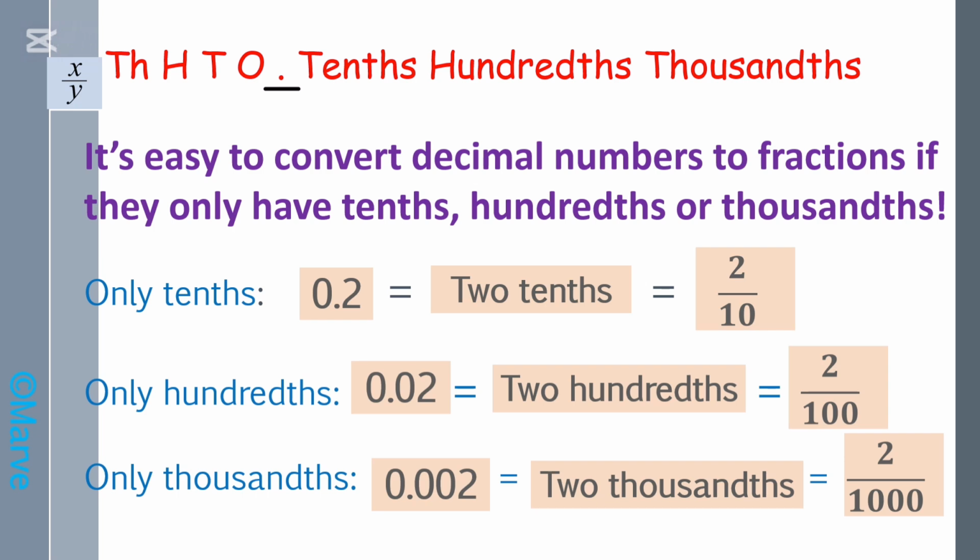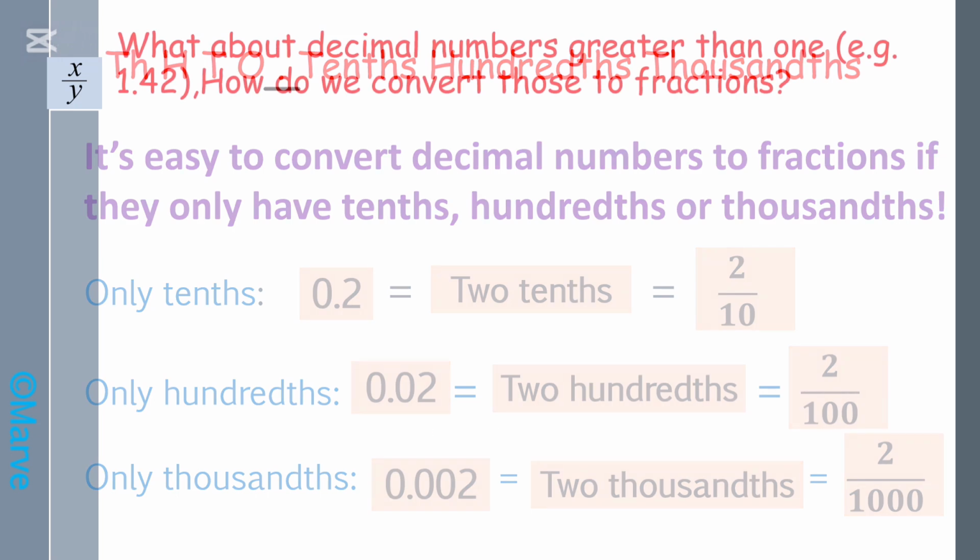Only hundredths, 0.02. This 2 is at the place value of hundredths. So that is 2/100. And it's very easy. You just change that to a fraction. Okay. And then 0.002, the place value of 2 here is thousandths. That is 2/1,000. So you see, that's very simple.